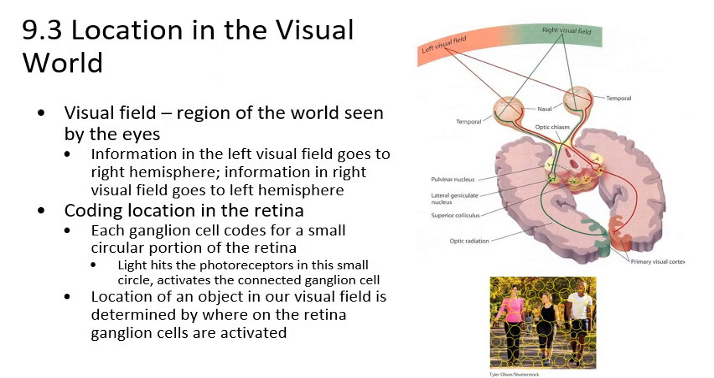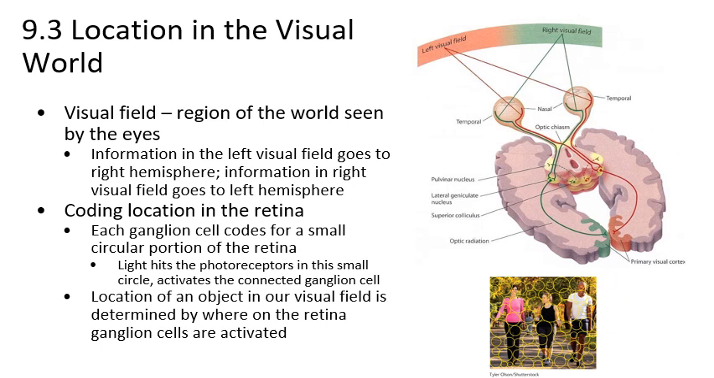Okay, so moving on to section 3, location in the visual world and how location is perceived. Visual fields, again, are regions of the world that are seen by the eyes, and information in the left visual field goes to the right hemisphere, and information in the right visual field goes to the left hemisphere. The left visual field is perceived in part by both the left and the right eye. The right visual field, again, is perceived in part by the right and the left eye. And so these neural inputs are separated at the optic chiasm and sent to the contralateral side of the brain.